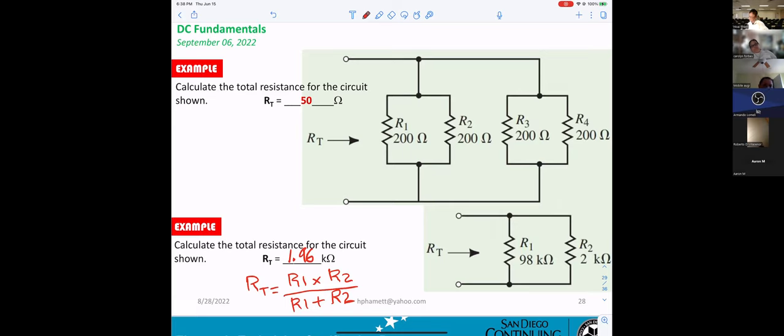I want another student to give me. Is it the same 1.96? That'd be okay. Otherwise, something has to be wrong in the calculation. You take 98 times 2, divide by 98 plus 2.